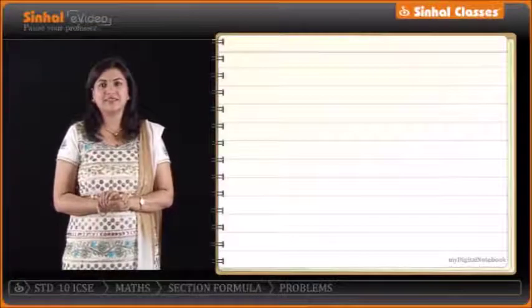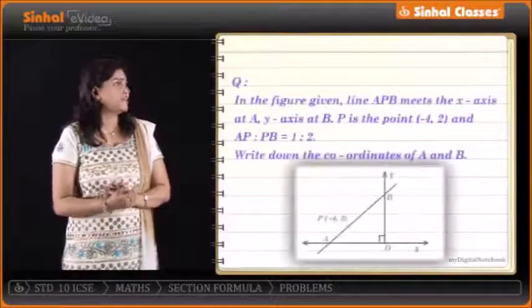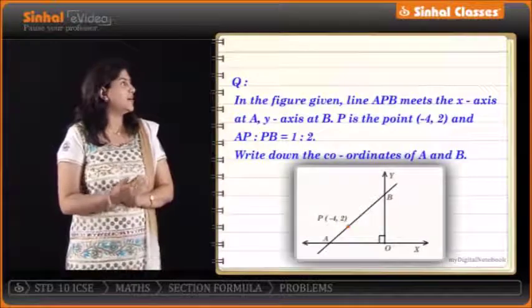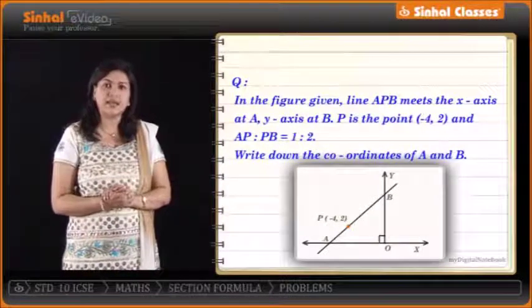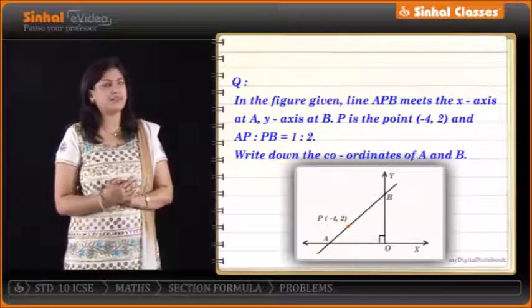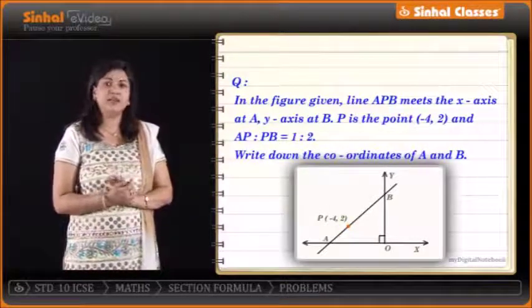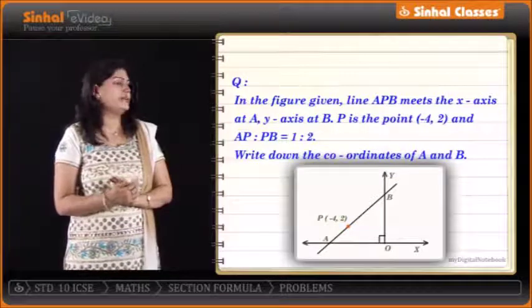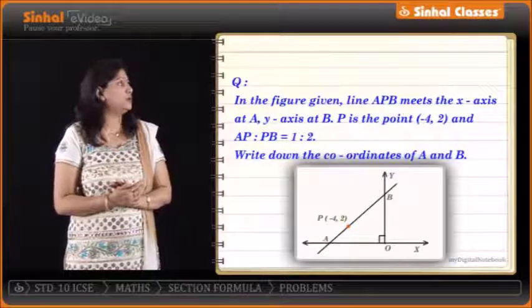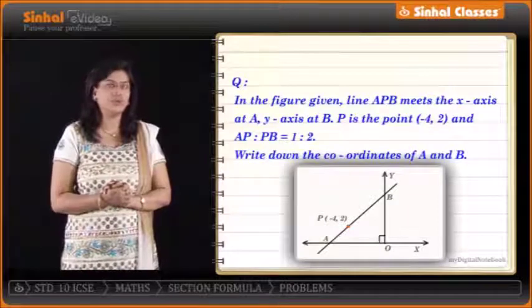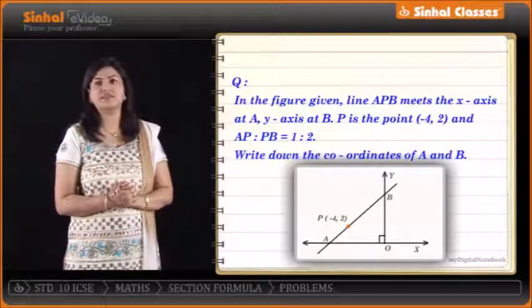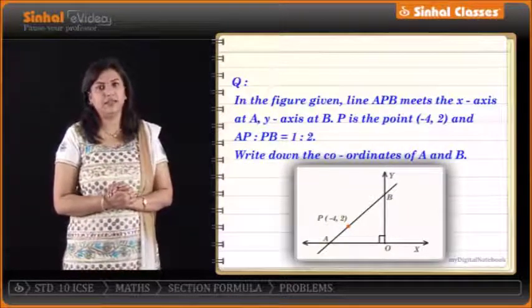Now let's consider the next problem. We are given in the figure, line APB meets the x-axis at A, y-axis at B, and P is the point with coordinates -4, 2, and AP is to PB is 1:2. Write down the coordinates of A and B.